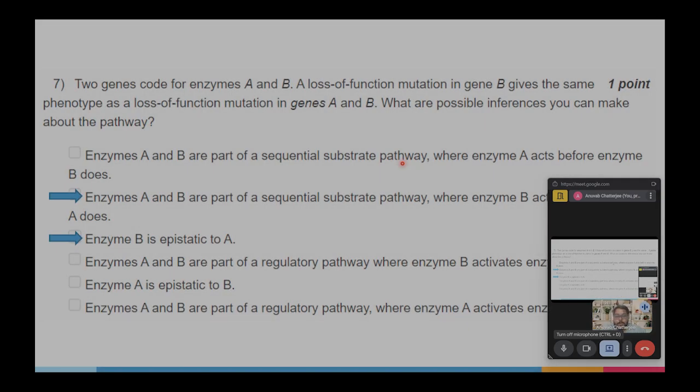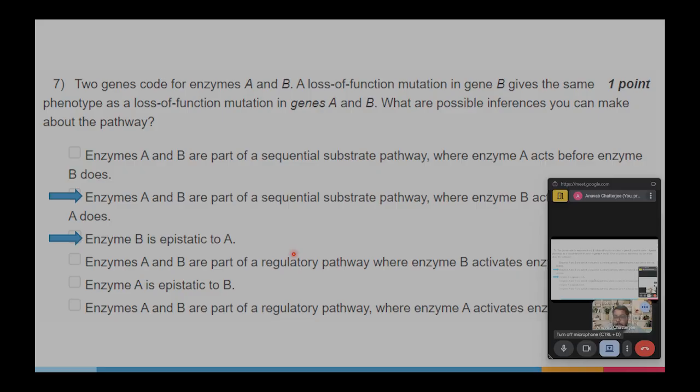So this was a sequential substrate pathway. There is a second kind of pathway known as the regulatory pathway, in which gene A activates gene B, which activates gene C, and then does some function. In case of regulatory pathways, whichever gene is the epistatic one actually lies downstream. So it is the opposite to sequential substrate pathways.